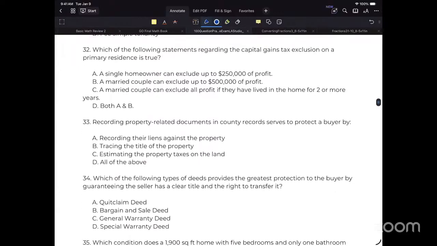Which of the following statements regarding capital gains tax exclusion on a primary residence is true? A lot of big words there, but the key is capital gains tax exclusion on a primary residence. So is it A, a single homeowner can exclude up to $250,000 of profit? B, a married couple can exclude up to $500,000 of profit? C, a married couple can exclude all profit if they've lived in the home for 2 or more years? Or D, both A and B. What are you thinking? Anybody got a clue on this one?